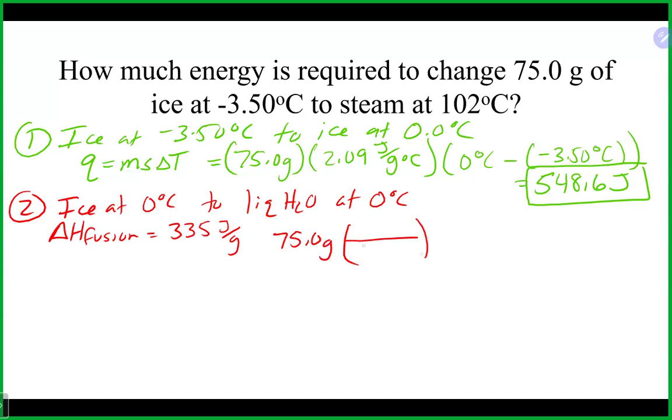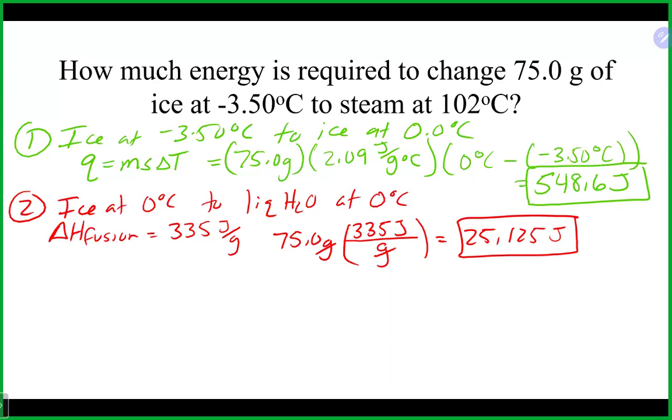So we know that we have 75 grams of ice at this point. We will use our heat of fusion here, which will be positive since it's endothermic as well. The grams will cancel. 75 times 335. That's going to give us 25,125 joules. This energy here is again the energy to do nothing more than solid to liquid, without changing the temperature.